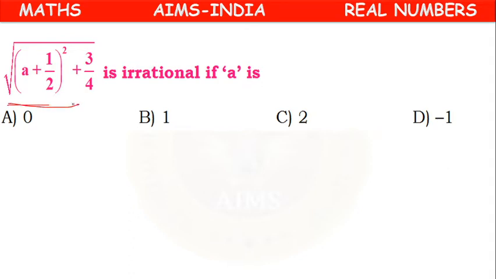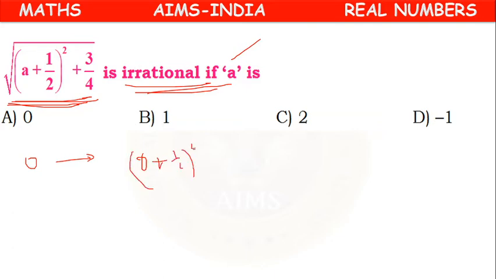Next. This statement. Under root, they gave a plus 1 by 2 whole square plus 3 by 4, is irrational if A is. We have to substitute the values. If we keep 0, what happens? 0 plus 1 by 2 whole square plus 3 by 4 under root.